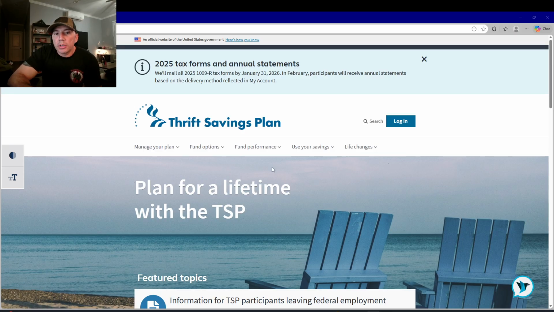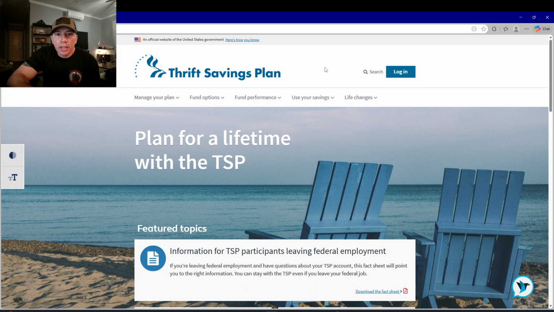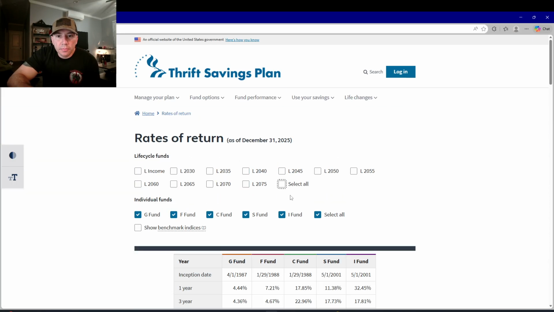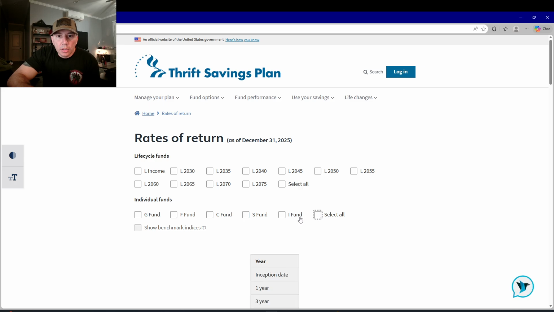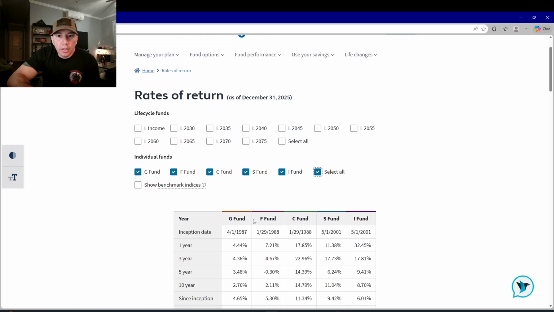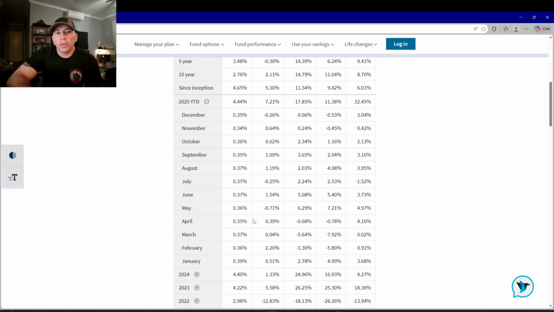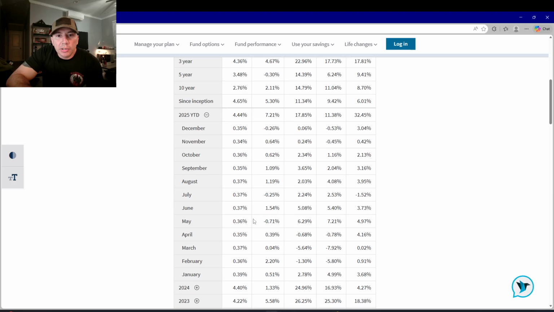What I wanted to show you is exactly how I do my analysis. This is TSP.gov. I'm not going to sign in or anything, and I'm going to show you the information that I look at. I pretty simply break it down by month. TSP gives you all this information already. You just have to take the time to look into it and figure out what's best.